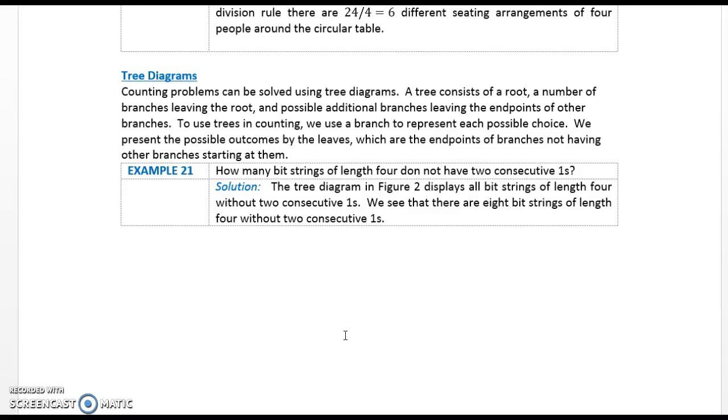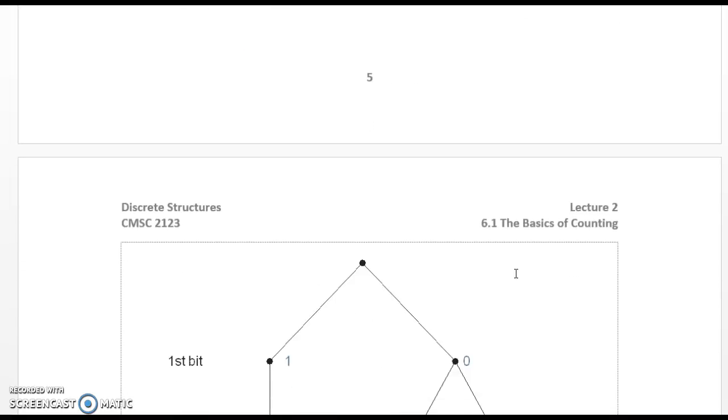Example 21. How many bit strings of length 4 do not have 2 consecutive ones? Solution. The tree diagram in figure 2 displays all the bit strings of length 4 without 2 consecutive ones. We see that there are 8 bit strings of length 4 without 2 consecutive ones.